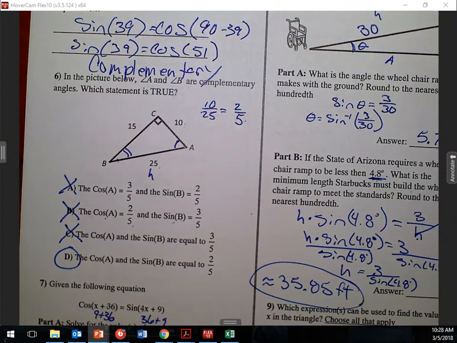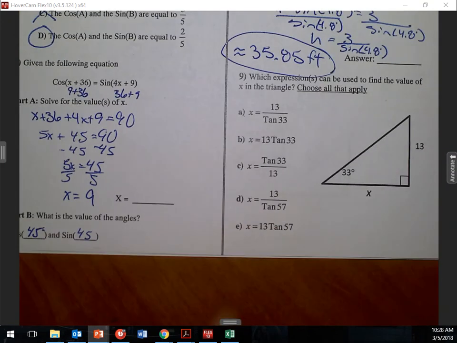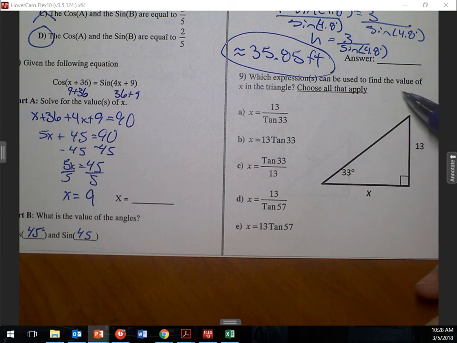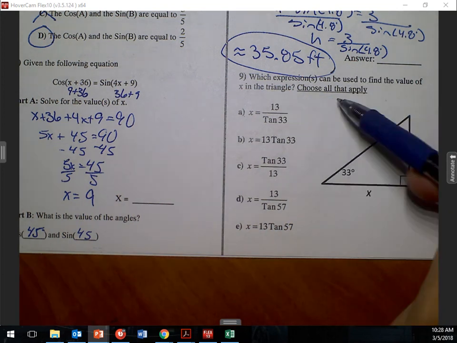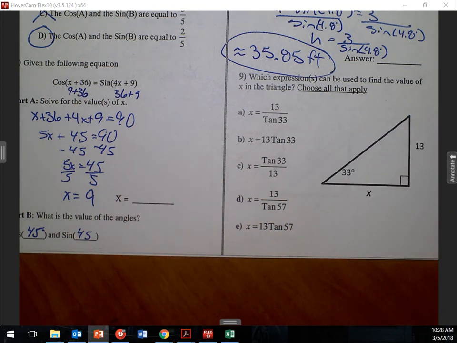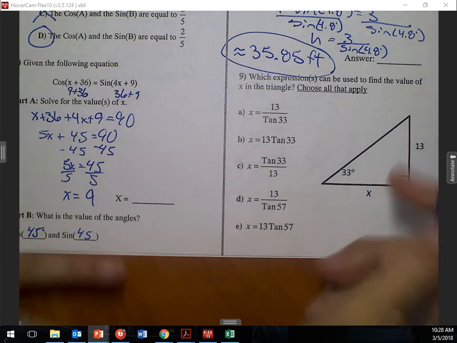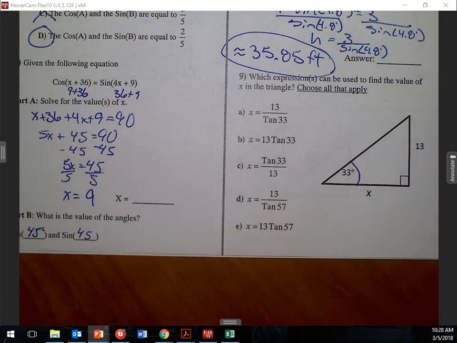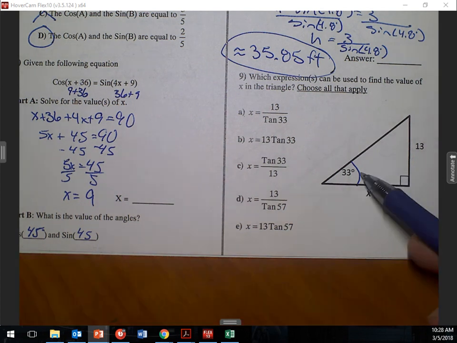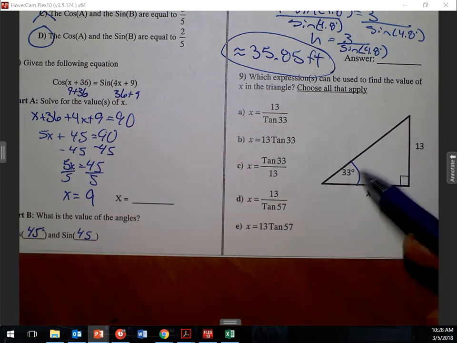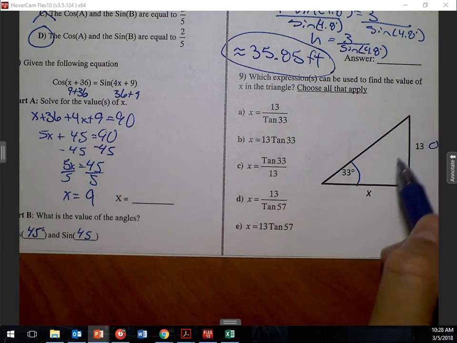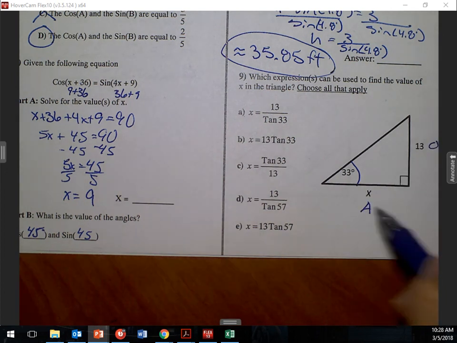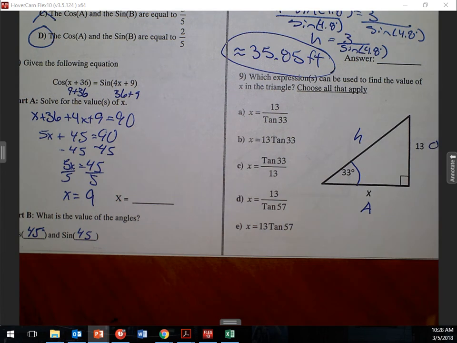Okay, so let's take a look at number 9. On number 9, which expression can be used to find the value of x in the triangle? Okay, so I have this value. I know that this is 33, right? So from that side right there, I know that if this is 33, this side over here would be my opposite, this side over here is adjacent, and this one is hypotenuse.